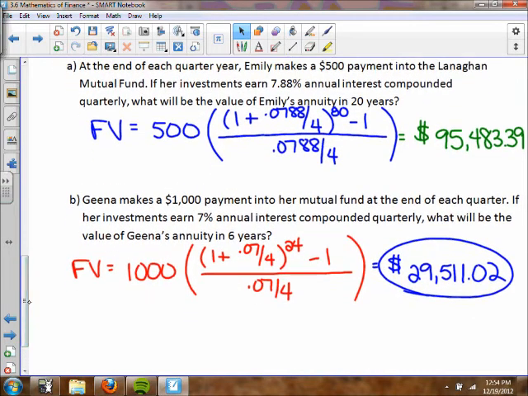So let's think about it like this. Who's putting in less money per month, Gina or Emily? Or every quarter? Emily's putting in less money per quarter. She's getting a little bit more interest, that's fine, but she's leaving it in there longer. So you've got to think about it like this.